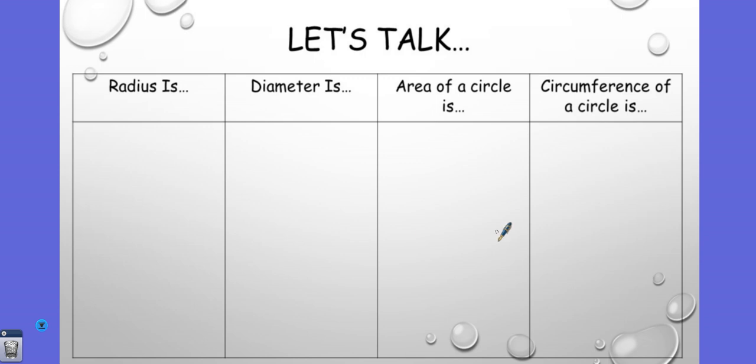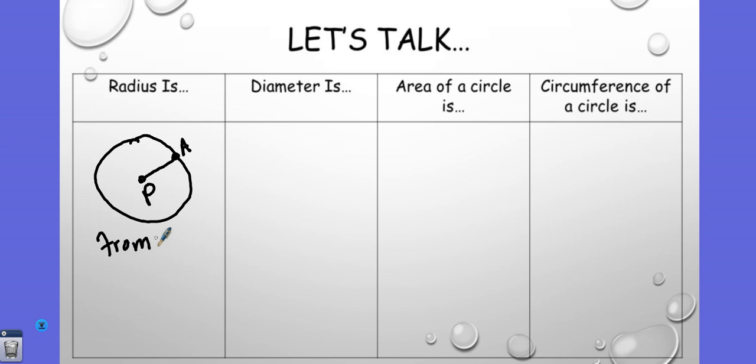So let's go over the parts of a circle. A radius is when you have a circle, and I'm going to call this circle P, and we're going to go from the center of the circle to the circumference, and I'm going to call it A. This is called the radius. So from the center of the circle to the circumference is the radius. I'm just going to write that in there for you.